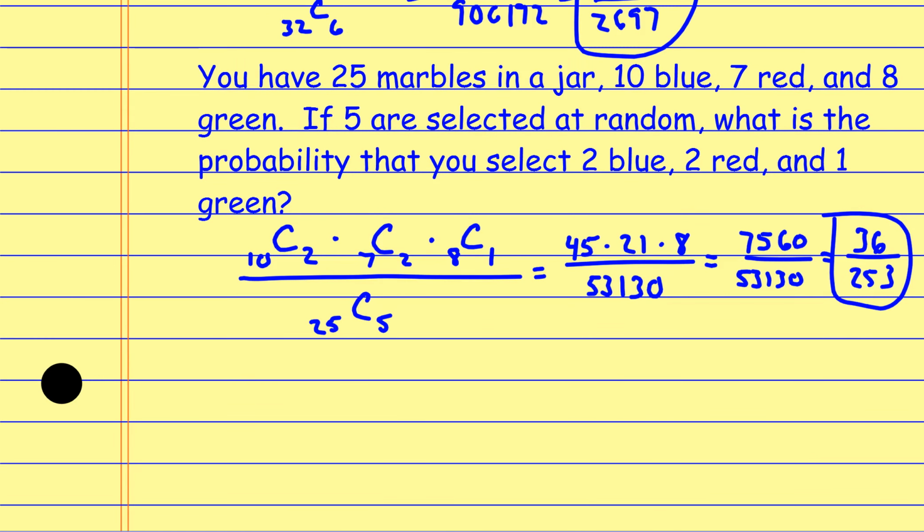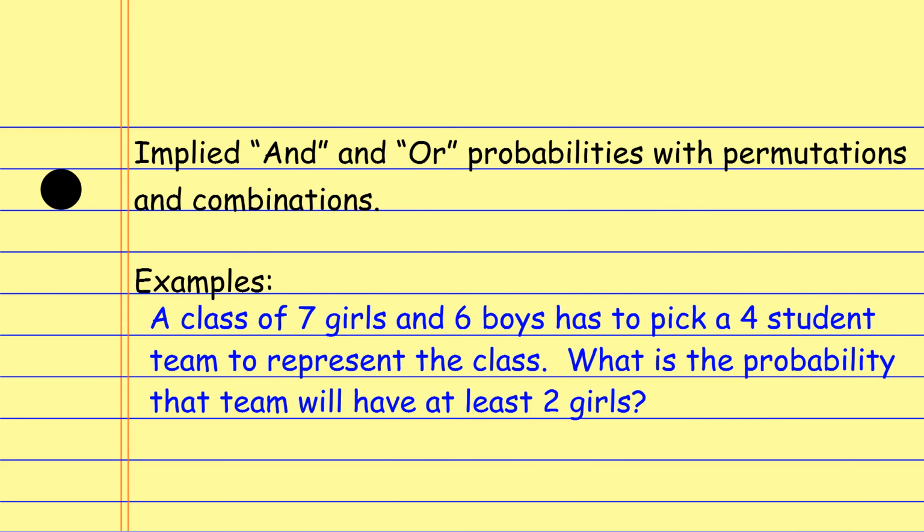I'll look at the next one, on the next page here. Let's talk about when these things have implied ands or ors, because you notice we haven't done any ors yet. Okay, we're doing compound probabilities, that's and probabilities and or probabilities. We haven't done any with or in it yet, so now we've got to kind of work this in here.